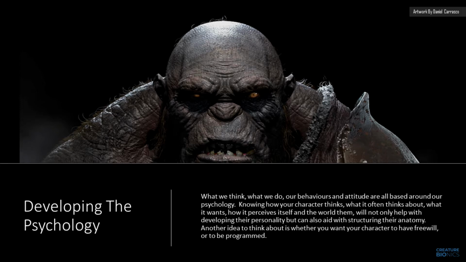What we think, what we do, our behaviors and attitudes are all based on our psychology. Knowing how your character thinks, what they often think about, and how it perceives itself and the world it lives in will not only help develop their personality, but can also aid with structuring their anatomy. Another idea is to think about whether you want your character to have free will or to be programmed.